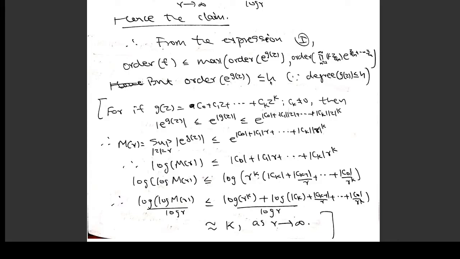Now we will prove that in fact f(z) is the product of two quantities, e raised to g(z) into that canonical product. So we will prove that the canonical product has order less than or equal to h plus 1. The exponential already has order less than or equal to h. So the maximum is bounded by h plus 1, and you will get that the order of f is bounded by h plus 1. That is the first proof. So we denote by P(z) the canonical product. We will prove that its order is bounded by h plus 1.